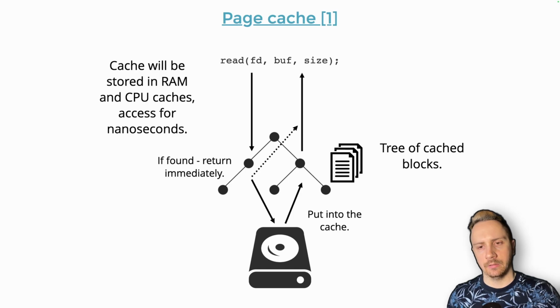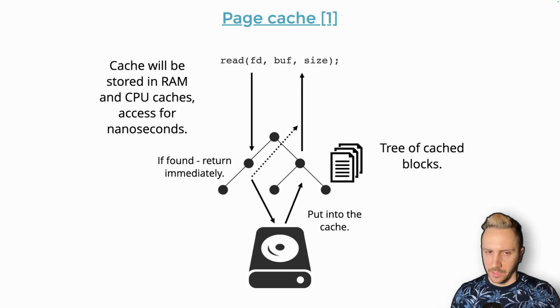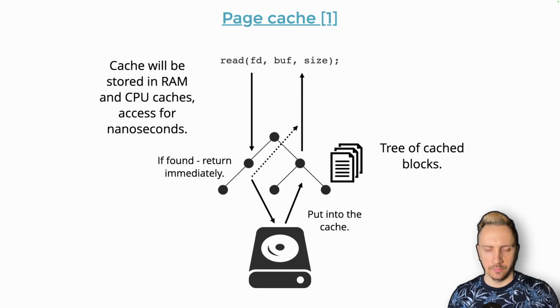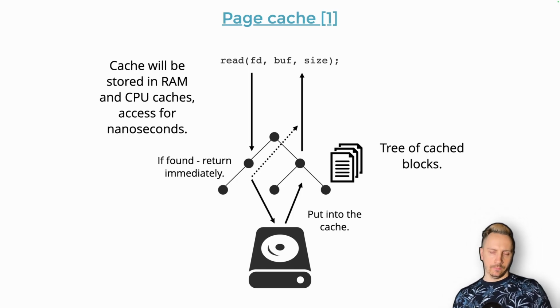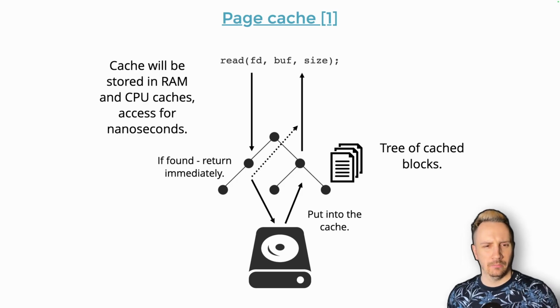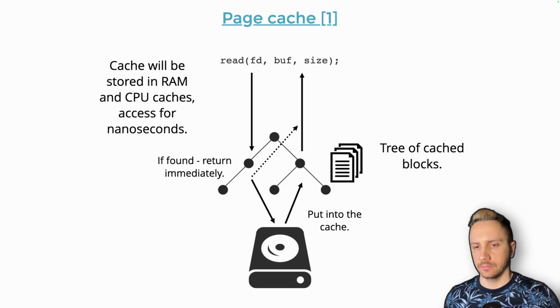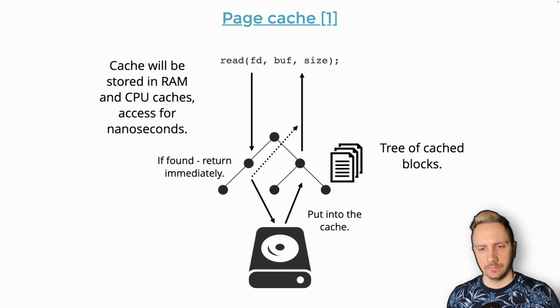And for reads, when we read something that was already in the cache, it will cost us as much as just reading an in-memory buffer, which will be nanoseconds, maybe some ones of microseconds because of the overheads of a system call in general. But it's going to be nowhere near milliseconds like with HDD.